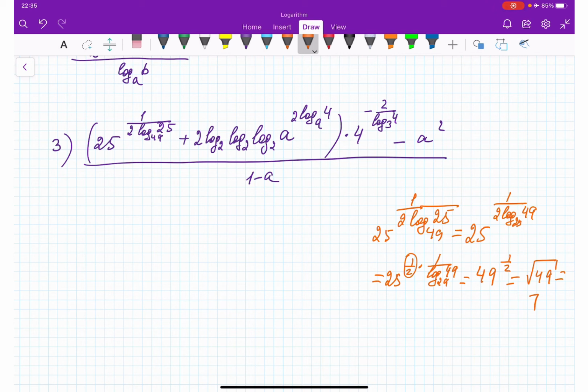Yes, so let's write down all this. So what do we have here? I'm going to write down 25, write down 1 over logarithm 49 by base 25 and times 1/2. Yes? Okay. Now this we're going to work out separately.